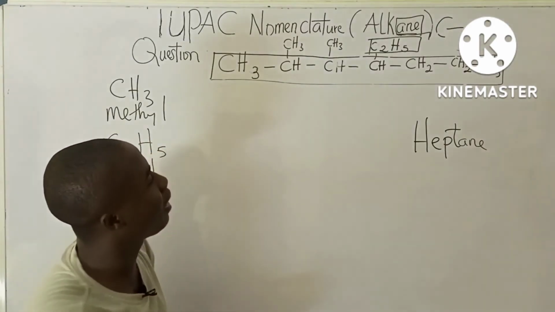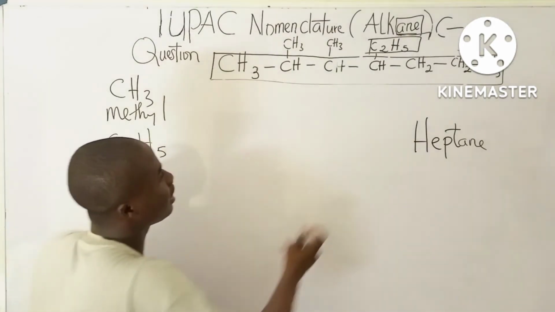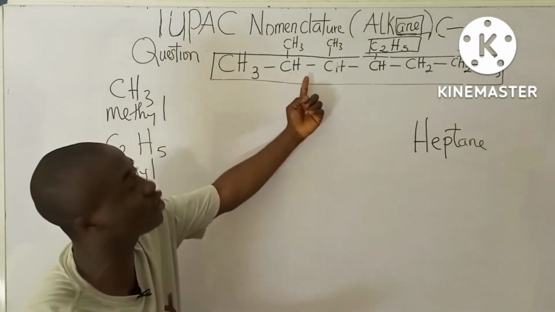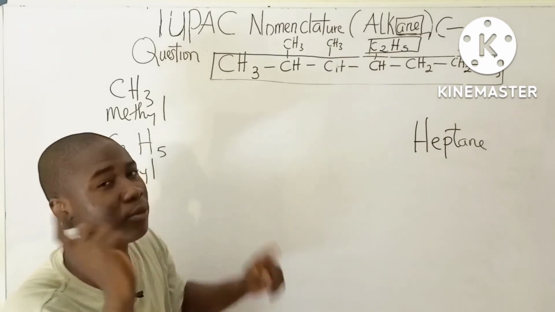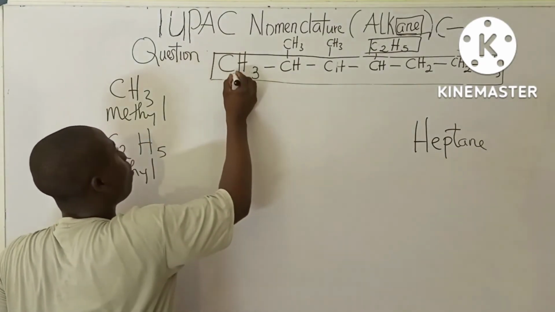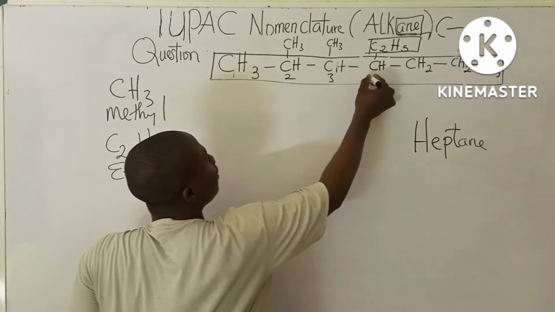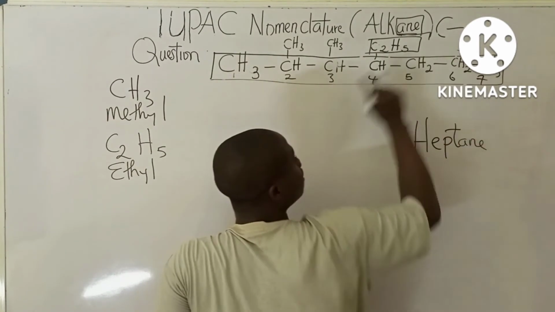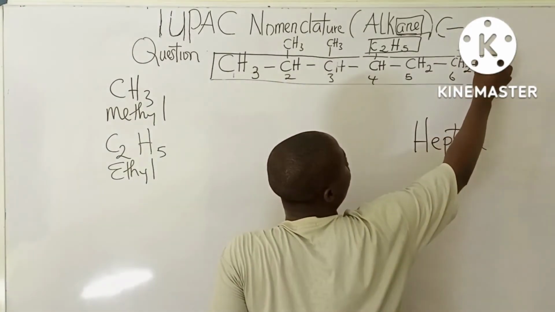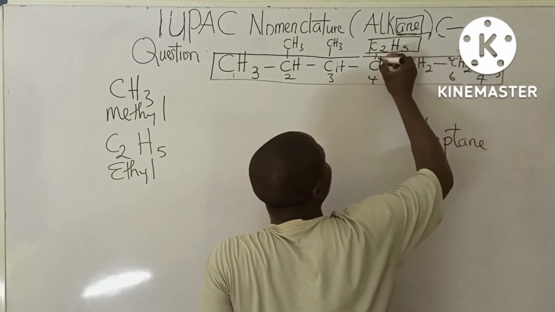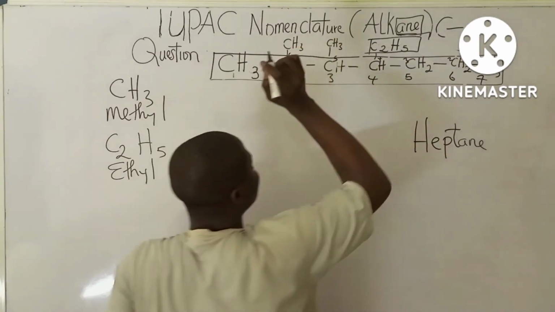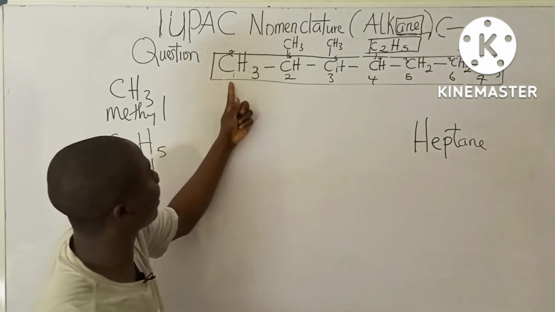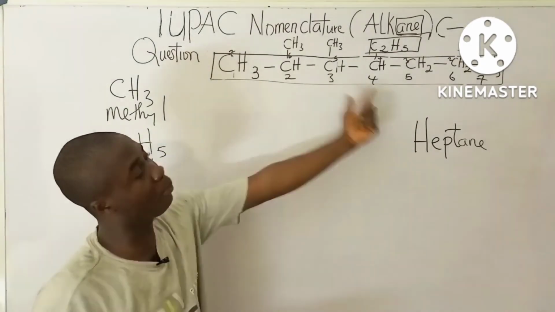Now, we are to number. Which direction are we to number? Is it from this direction or from this direction? In the look of things, numbering from this direction will be best. So it becomes 1, 2, 3, 4, 5, 6, 7. Numbering from this direction will not be the best option because I'm having 1, 2, 3, 4, 5, 6, and 7. Now, let's write the numbers we got from numbering from this direction.